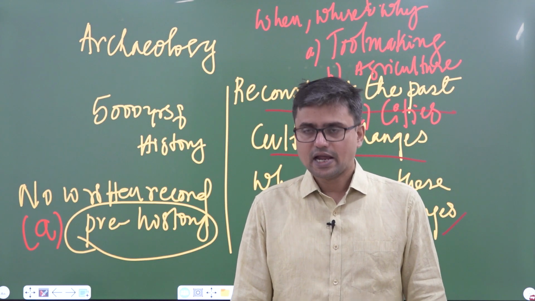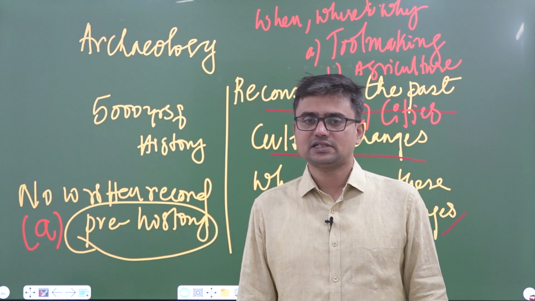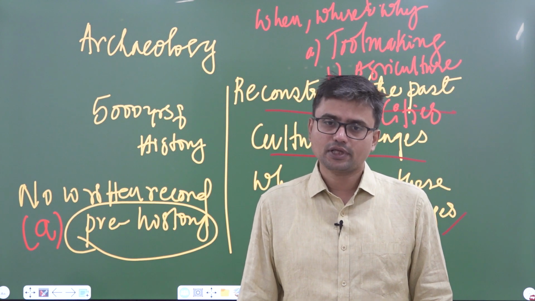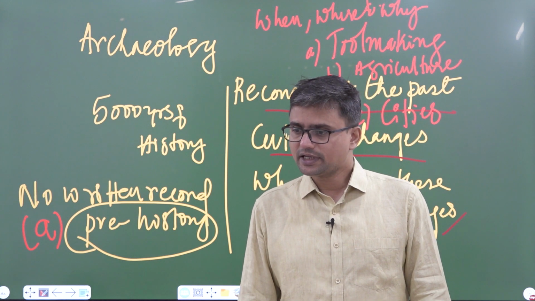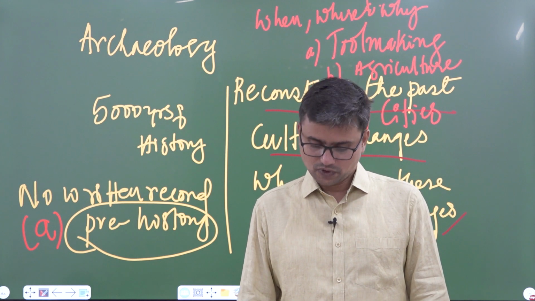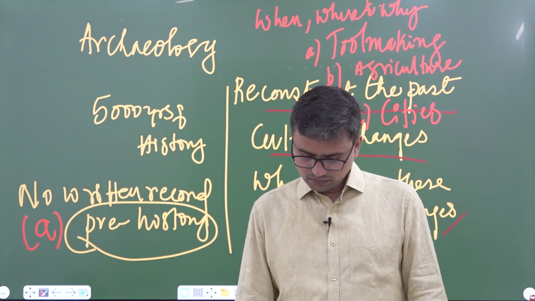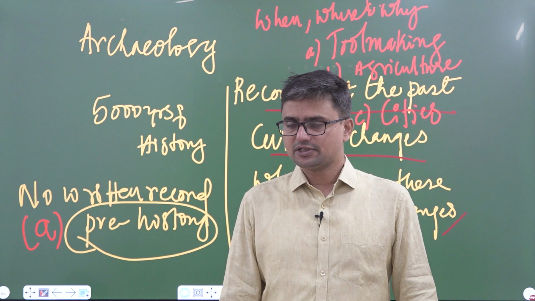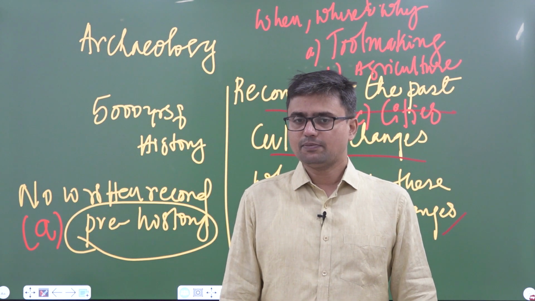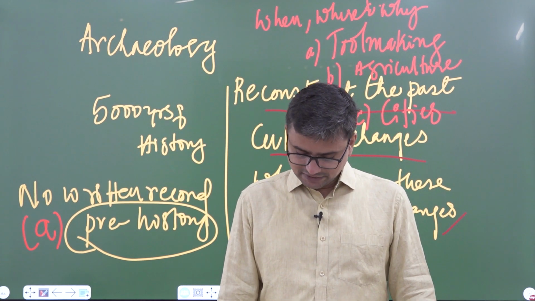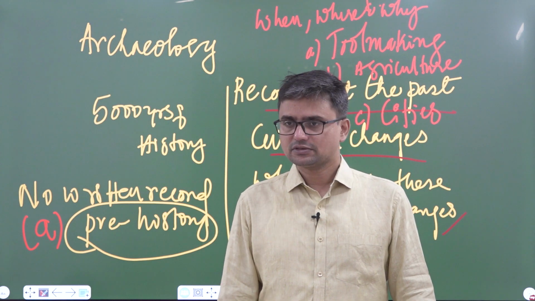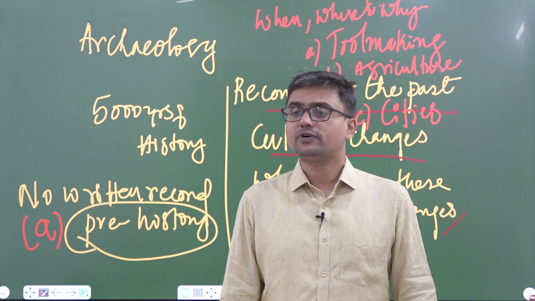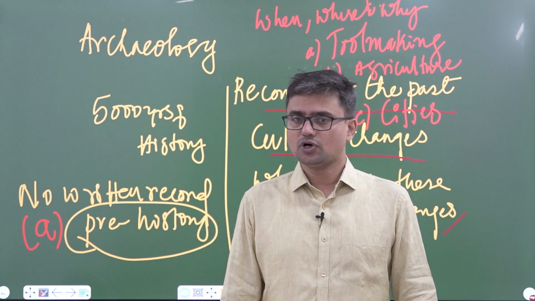Got it? And for identifying when, where and how agriculture started, they use the techniques of chemistry. Got it? And for identifying when, where and how the emergence of cities took place, they take the help of the historians, the travelers, the geographers. Geography is different, geology is different.